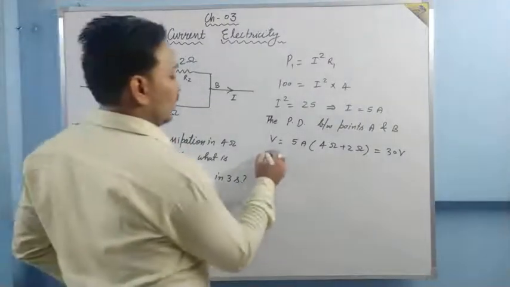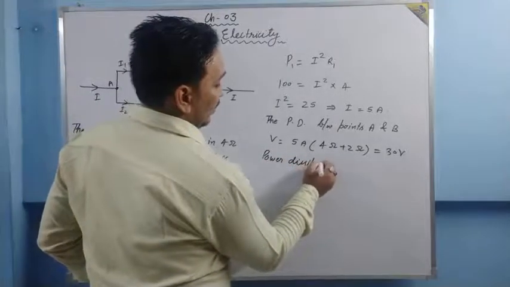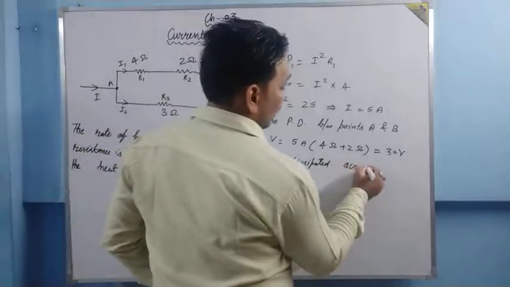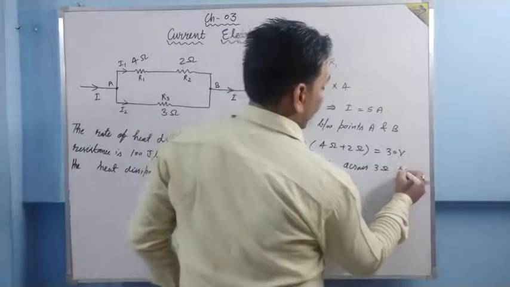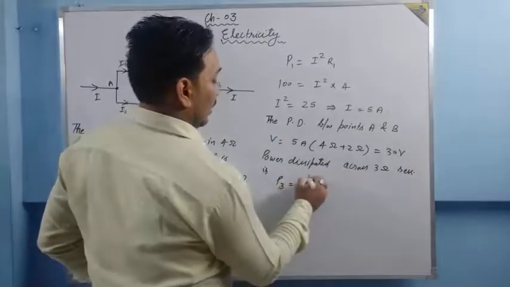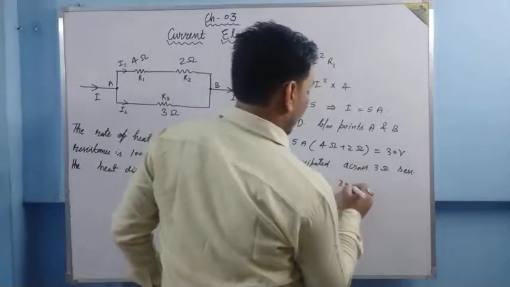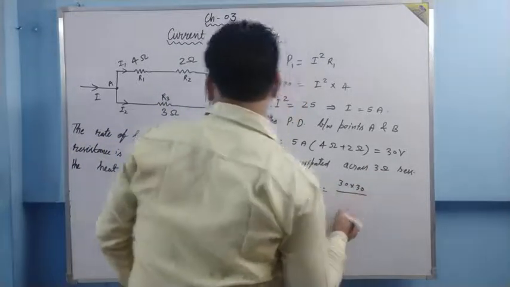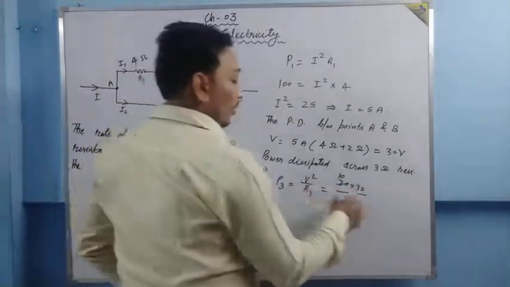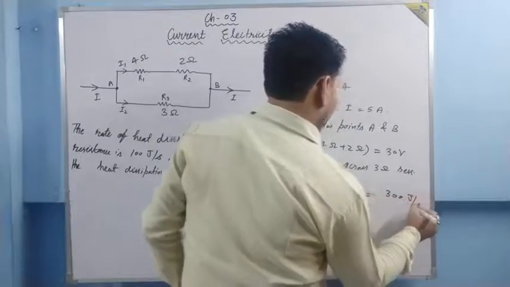Then the power dissipated across the 3 ohm resistance, suppose it is P3, will be V squared by R3. V squared is 30 multiplied by 30, upon R3, which is 3. Cutting it, we are going to have 10. It will be 300 joule per second.